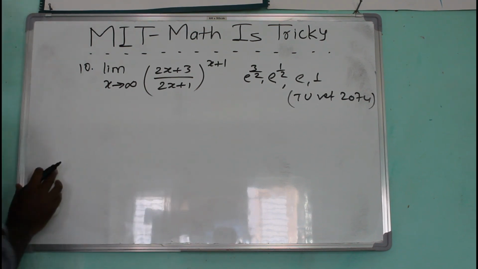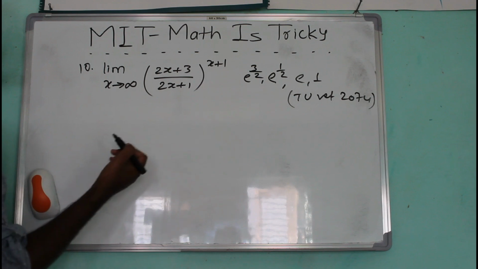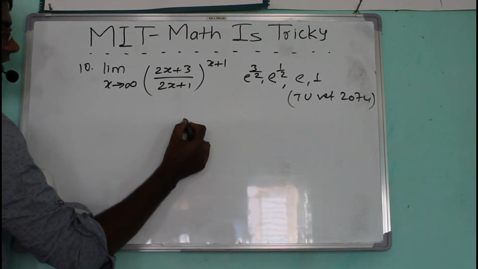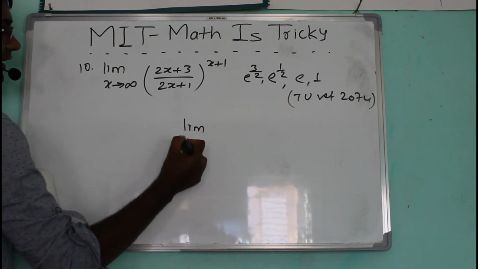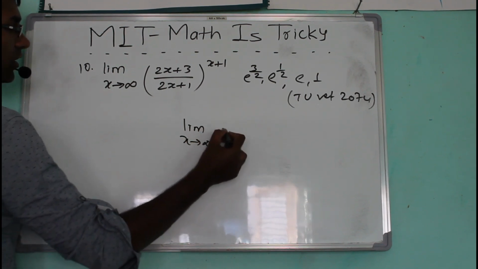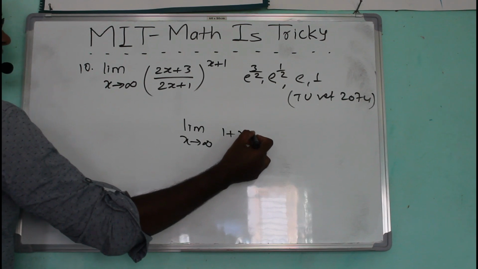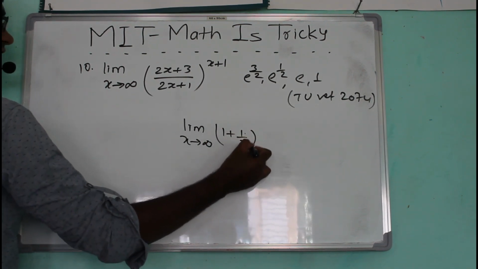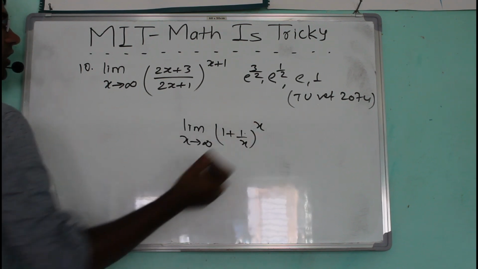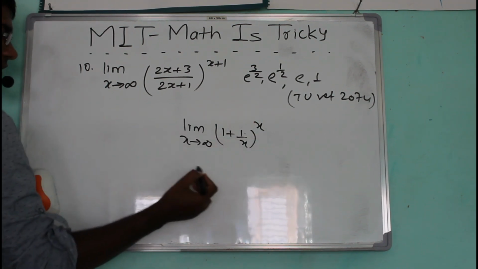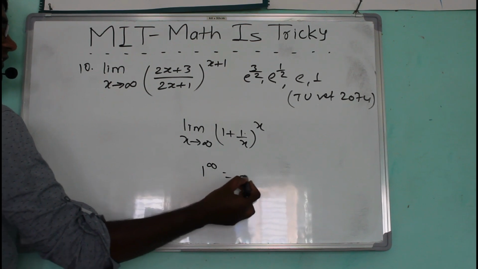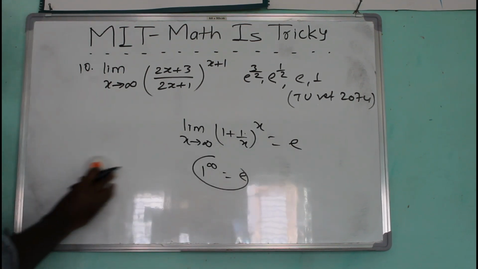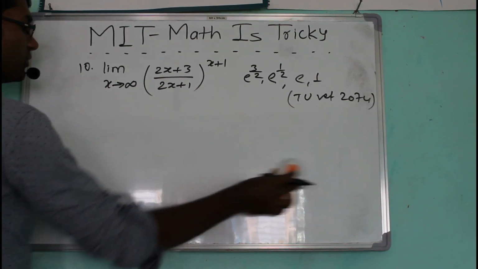So let's see the solution for this. The trick I'm going to use here is: limit x tends to infinity, (1 plus 1 by x) to the power x. That means 1 to the power infinity is always taken as e. So this is the concept, and it will be e. This is the concept that should be used to solve this problem.